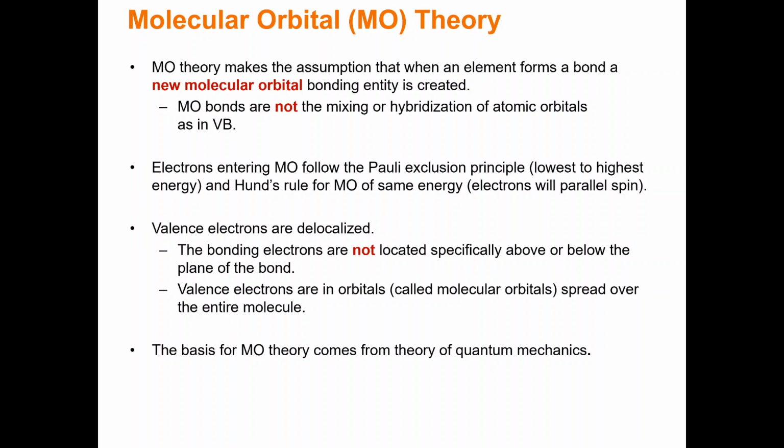So basically this theory says that when orbitals come together, they form brand new orbitals, and the electrons just file into those orbitals based on the Pauli exclusion principle and Hund's rule. And they're spread across the entire molecule. It's not just localized between two atoms.